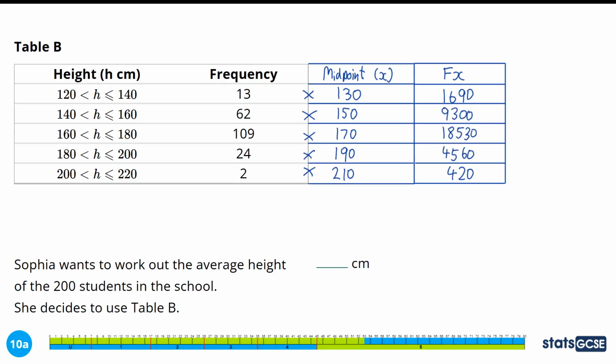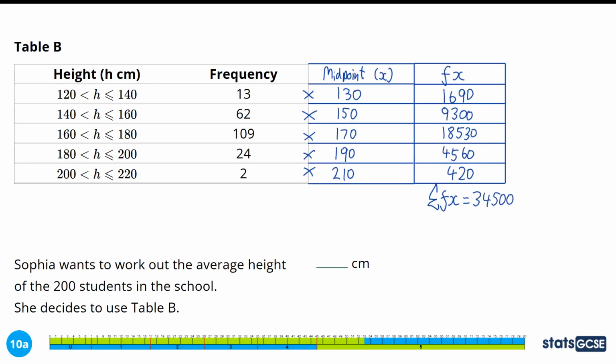So now we know each of the groups, what they add up to. We need to find out what the total adds up to. Remember, the mean is adding them all together. So we need to find the sum of fx, which will just be adding up this column here.